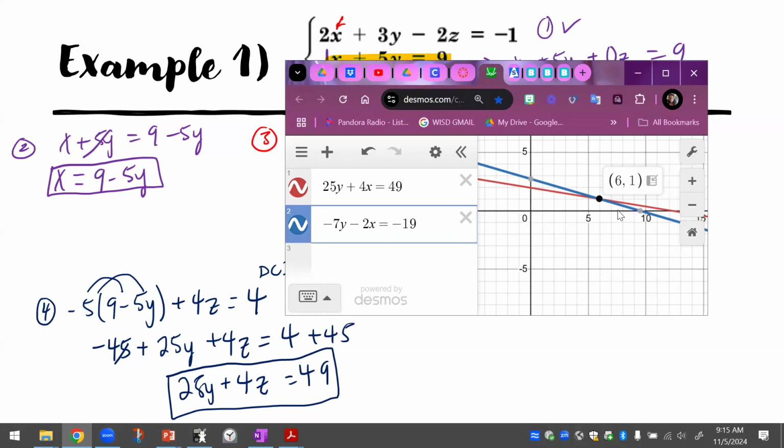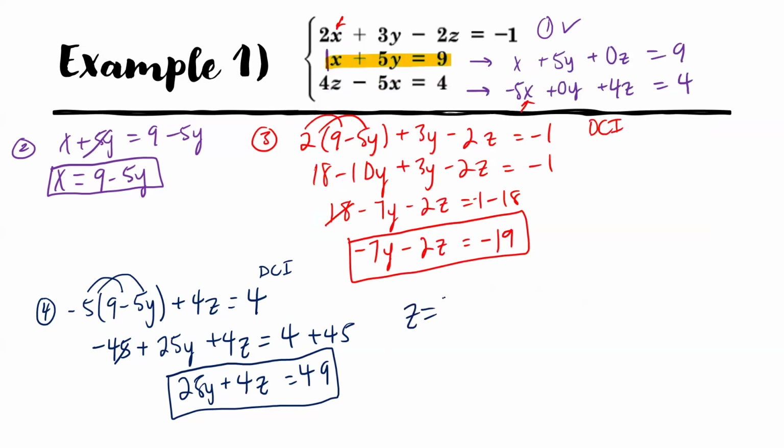Yes. So from here, I know that z is 6 and y equals 1. Yeah. So step 5 is solving these two. You can choose to solve it algebraically or you can choose to solve it graphically, but you have to solve for those two. Yes?